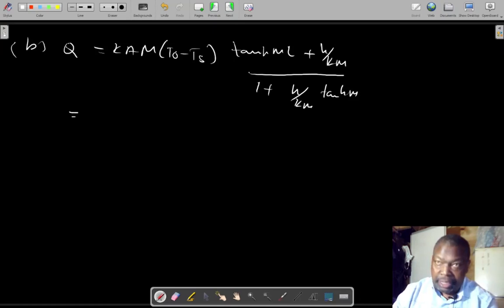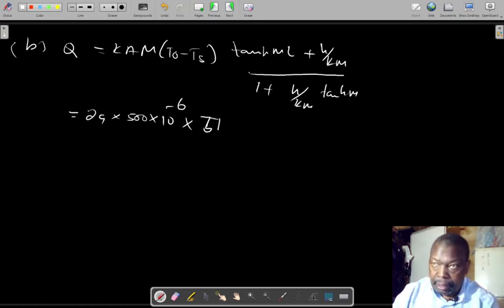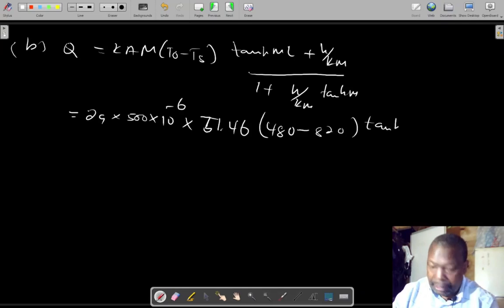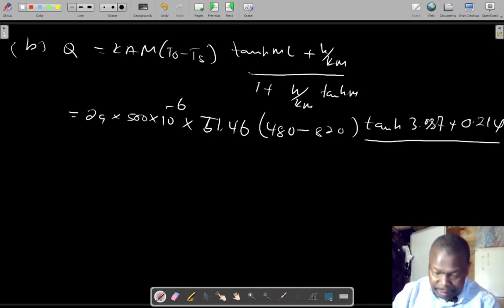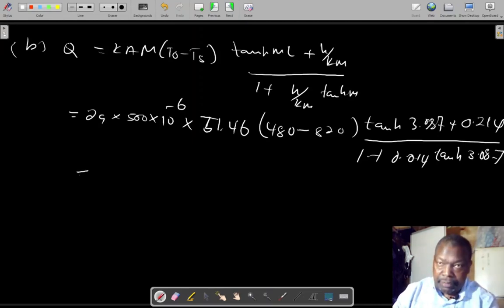So this is equals to 29 times 500 times 10 to the power of negative 6 times 51.46 times 480 minus 820, tanh of 3.087 plus 0.214, divided by 1 plus 0.214 tanh of 3.087, and that will give you a figure of about minus 253 watts.